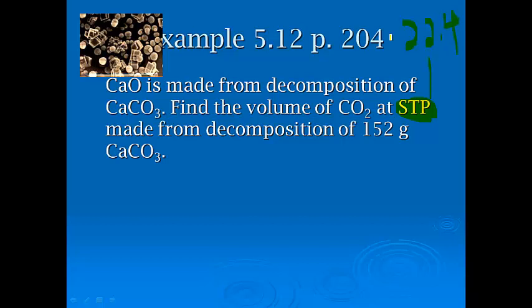Pen is not working, so I'm trying to do this with the mouse. 22.4 liters to go to moles, and I've got the decomp of calcium carbonate. All right, so first here's my balanced chemical reaction. Calcium carbonate is going to decomp into calcium oxide as well as carbon dioxide. It's all a 1-to-1, which makes life pretty easy, and I'm given grams of calcium carbonate and I need to get ultimately to volume of carbon dioxide.